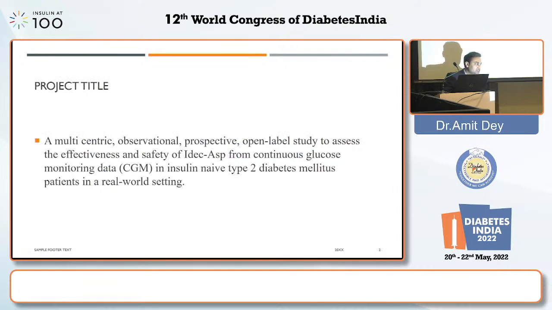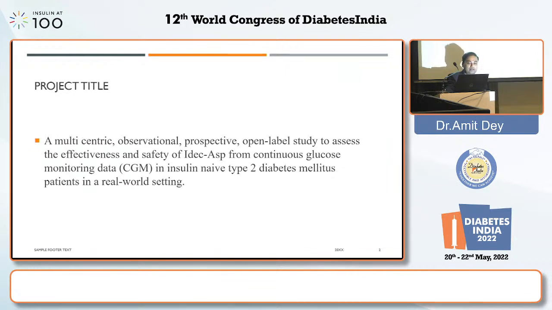So this is what we're going to do. This is going to be a D-Genius project. What we intend to do is a multicentric observational prospective open label study, and we're going to try and assess the effectiveness and safety of IDegAsp from CGM data. And the type of patients that we intend to include are insulin naive type 2 diabetes patients in our regular clinical practice. So we're going to try and keep this as simple as possible.